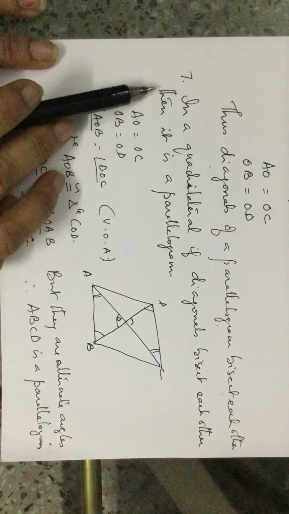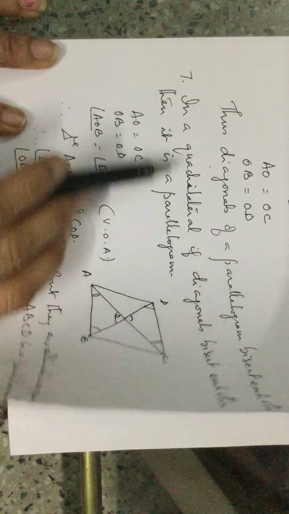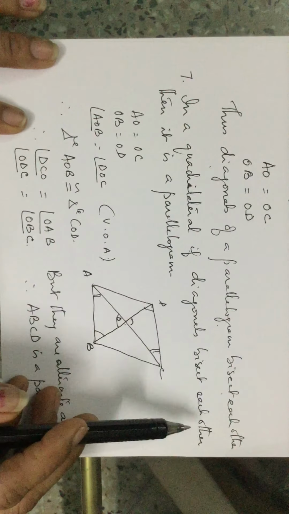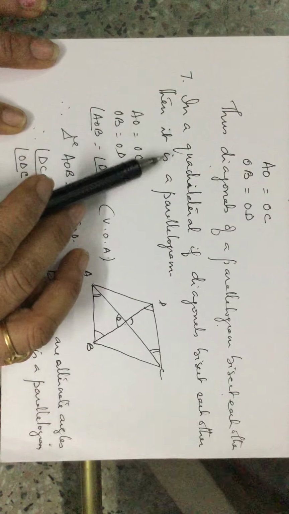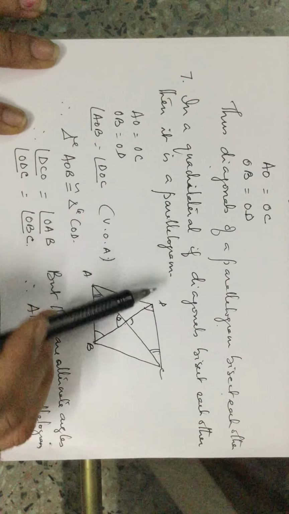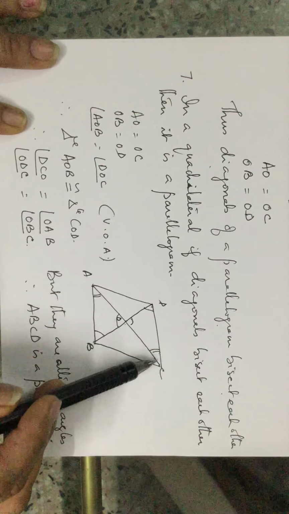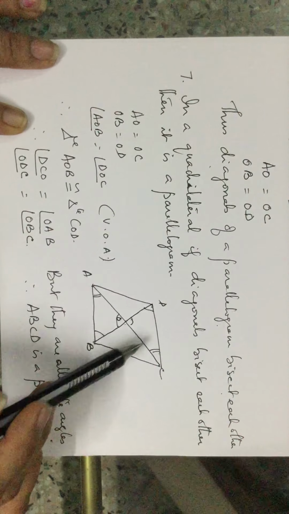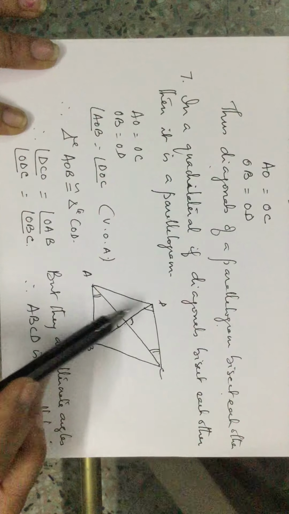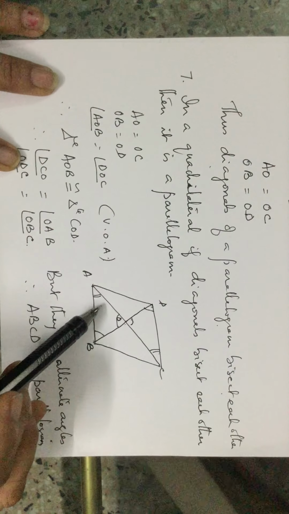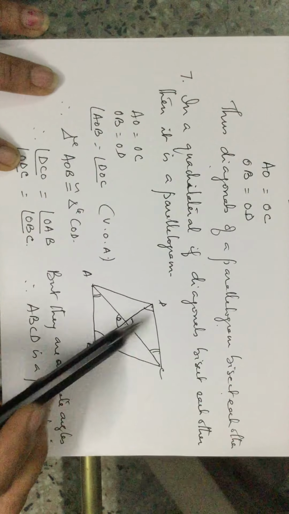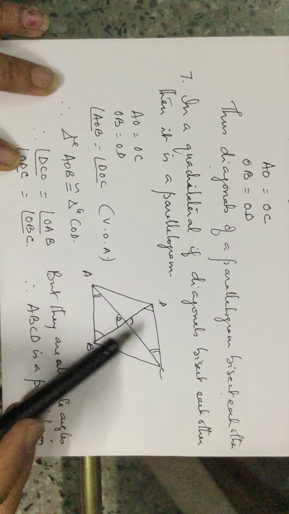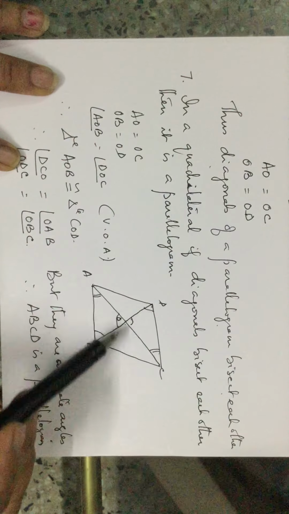Now, the last property of this chapter: in a quadrilateral, if the diagonals bisect each other, then that quadrilateral is called a parallelogram. AO is equal to OC, I know, and OB is equal to OD, I know. That means I know that the diagonals are bisecting each other. Now I have to prove that ABCD is a parallelogram. So I'll take this triangle and this triangle. I'm going to prove that these two triangles, AOB and DOC, are congruent.